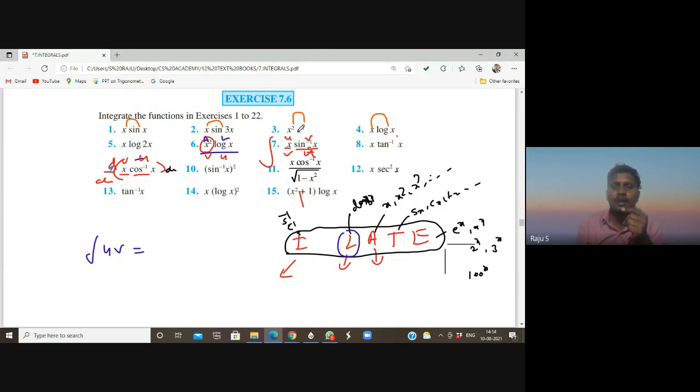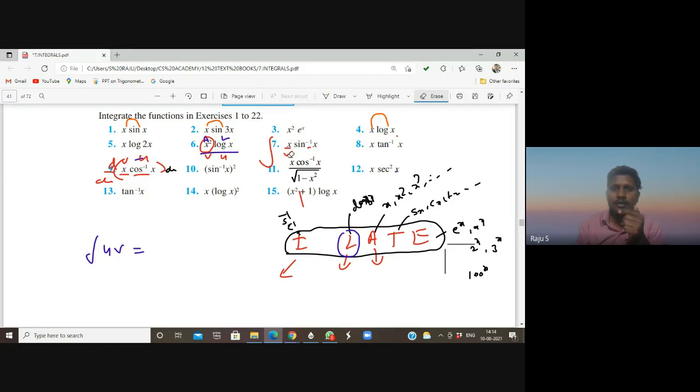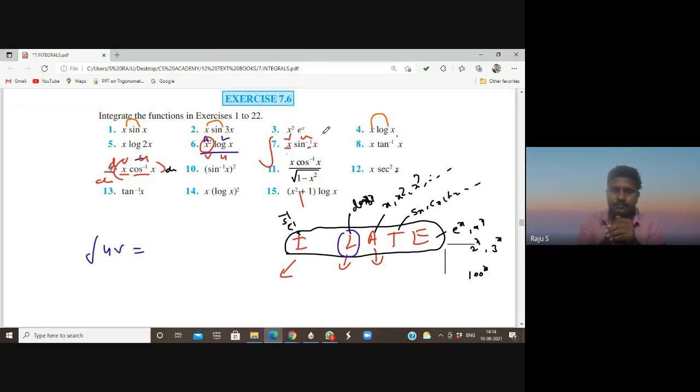But when you follow the rule, this ILATE procedure, like ILATE, this is inverse, this is u, this is v. If you take the order, you will get the answer within 3 to 4 steps. That you have to keep in your mind. Clear, students? Order is compulsory when you want to apply the UV rule alone.